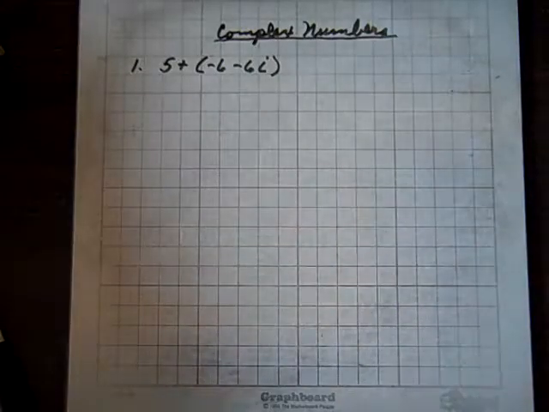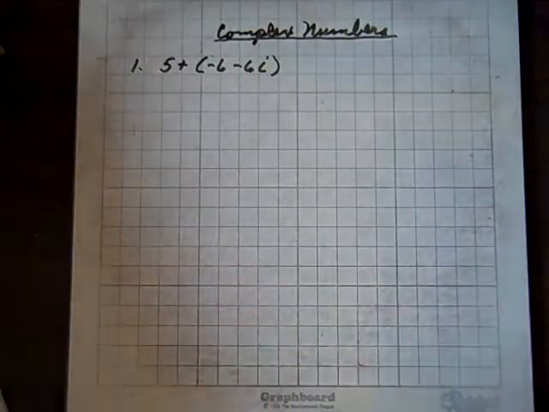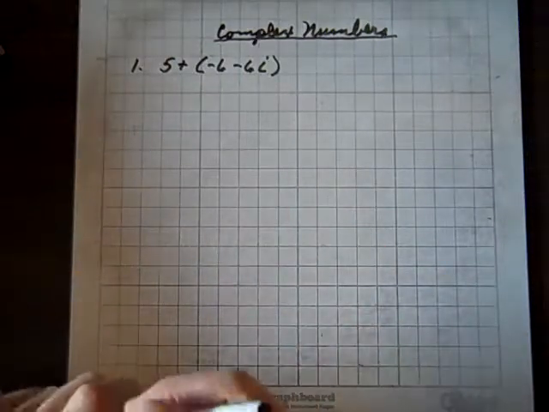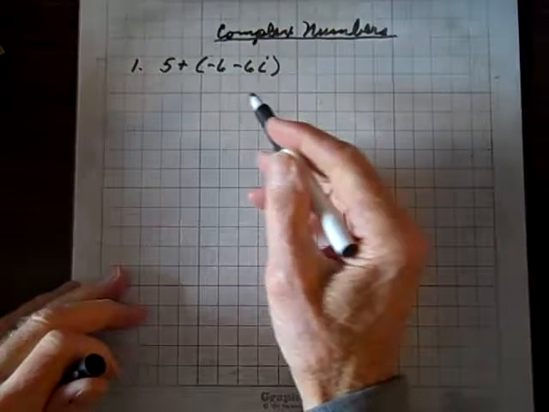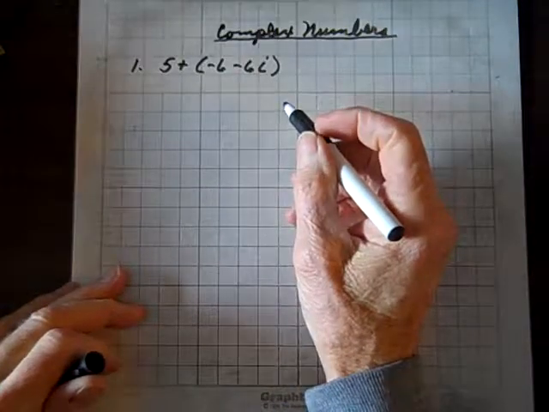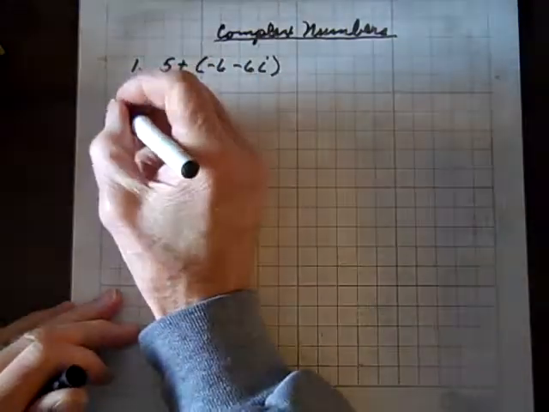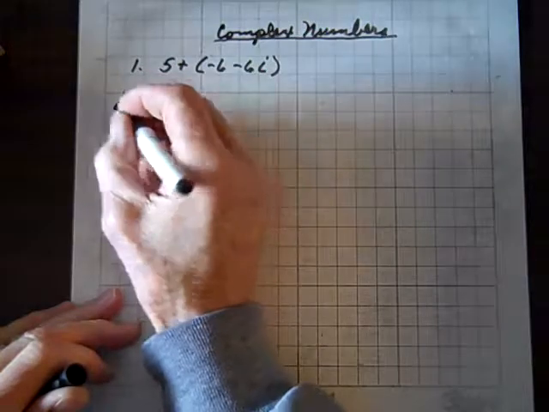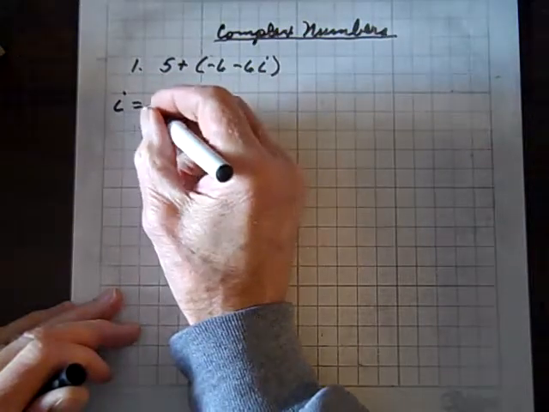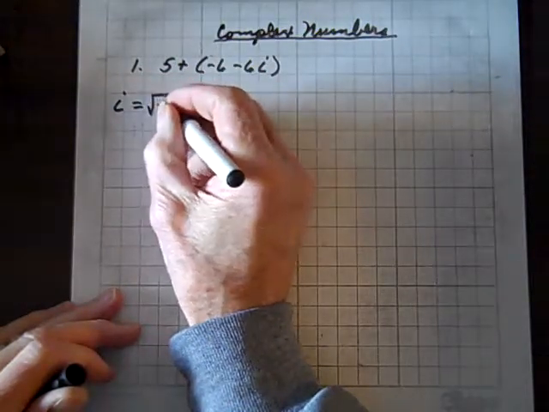Well, now our task is to simplify this expression. And remember, i is an imaginary number and equals the square root of -1.